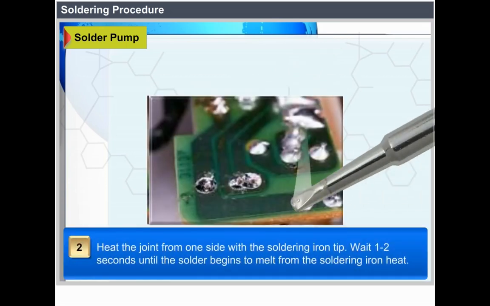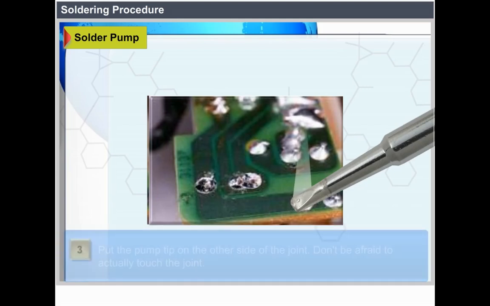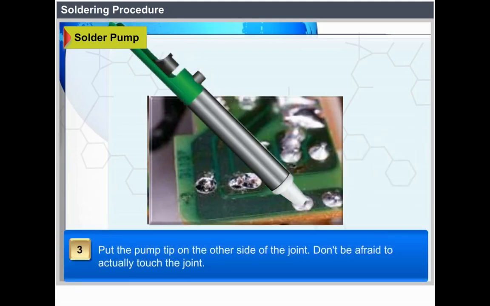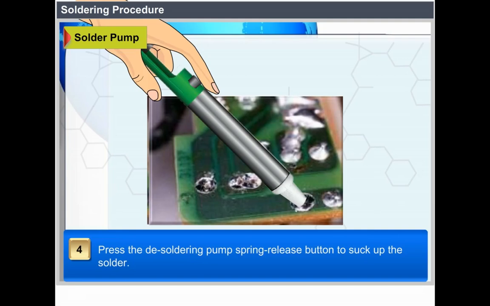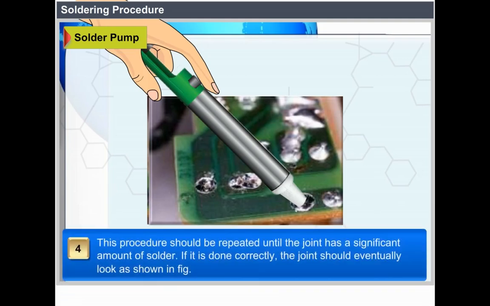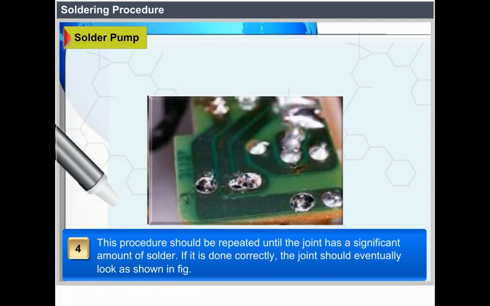Heat the joint from one side with a soldering iron tip. Wait 1 to 2 seconds until the solder begins to melt from the soldering iron heat. Put the pump tip on the other side of the joint. Do not be afraid to actually touch the joint. Press the desoldering pump spring release button to suck up the solder. This procedure should be repeated if the joint has a significant amount of solder. If done correctly, the joint should eventually look as shown in figure.